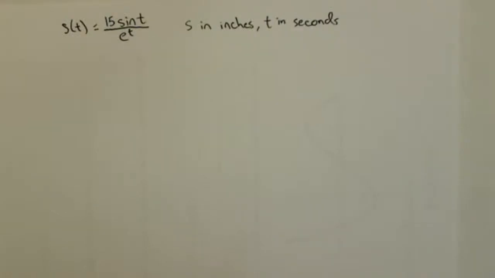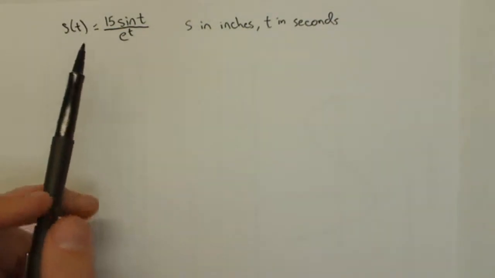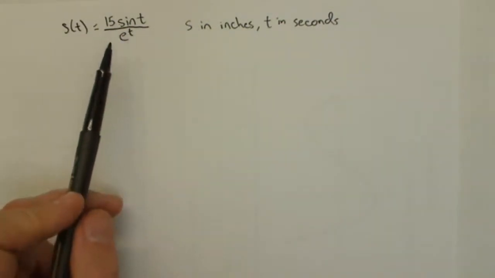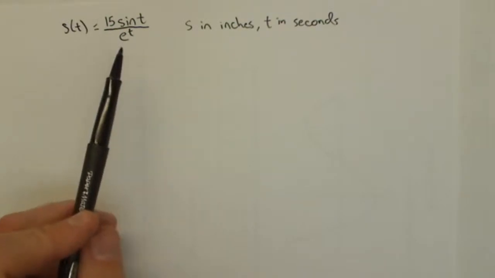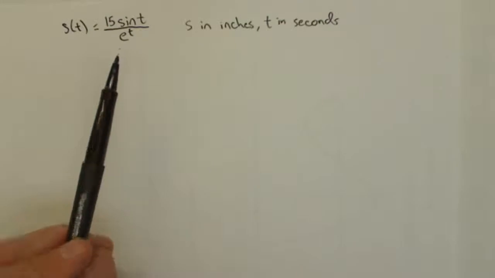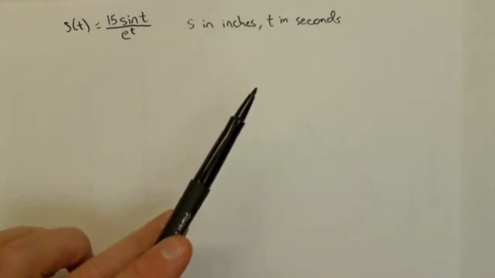When a mass is hung from a spring and set in motion, the object's position oscillates, but those oscillations decrease. This is typically called a damped oscillation. Now let's assume that S of t gives the damped oscillation of some mass, and it's 15 sine of t over e to the t, and this measures displacement from equilibrium. So S is going to be measured in inches and t is in seconds.